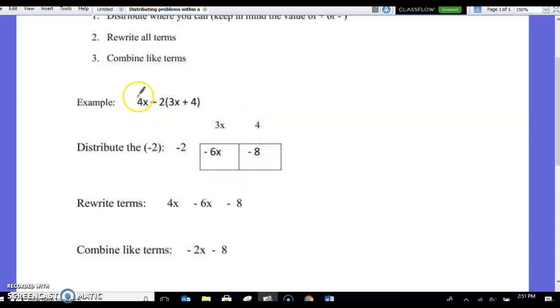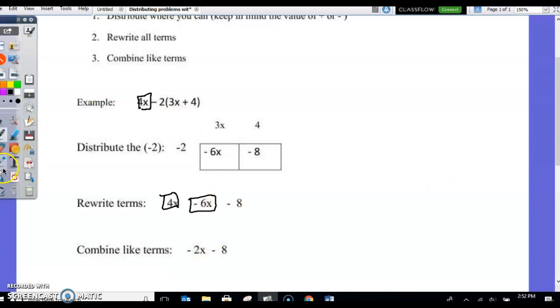Then you rewrite the terms that were in the original problem. So in this case, the 4x comes down, and then instead of writing the -2 times 3x plus 4, you're writing your distributed answer inside: -6x and -8. Now we take the skill of combining like terms that we did a few days ago, and we combine those like terms. So as you see here, I have a 4x, I have a -6x. Those are like terms. 4 minus 6 is -2x, and then we bring down that -8 because nothing combines with that. And that would be this problem simplified.